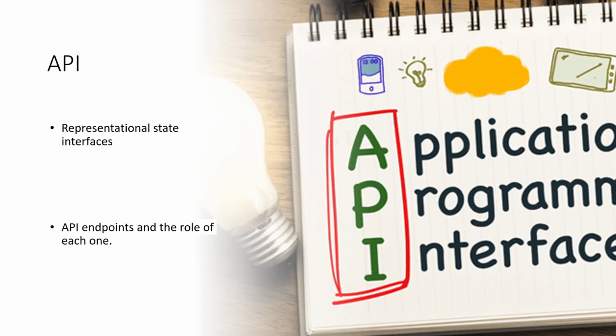API, or Application Programming Interface, is a software interface that allows 2 or more computer programs to communicate with each other. In my application, I chose to use REST, or Representational State Transfer.